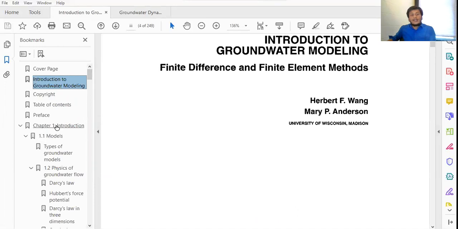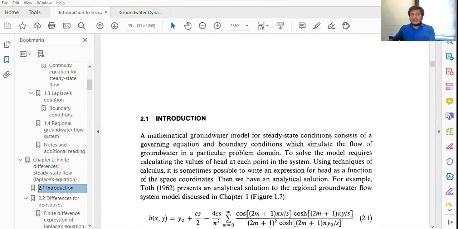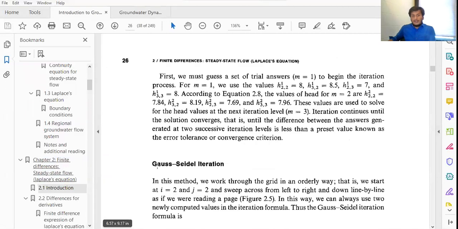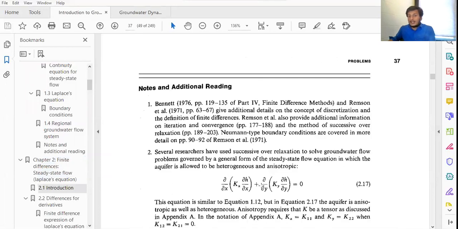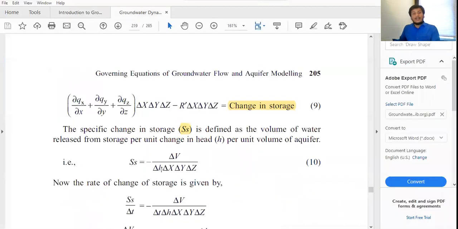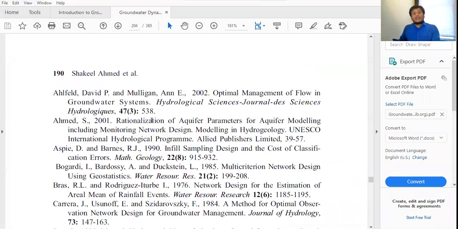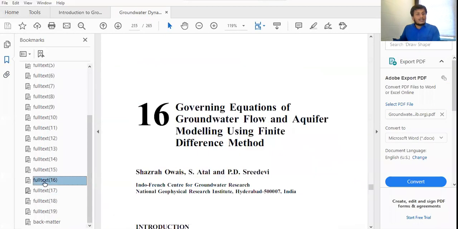In this book, they try to explain groundwater, types of groundwater models, and finite difference, how they sorted out the equations. If you are interested in in-depth knowledge of how they solved the finite difference model, I'd suggest this book. And the other one is lecture number 16.